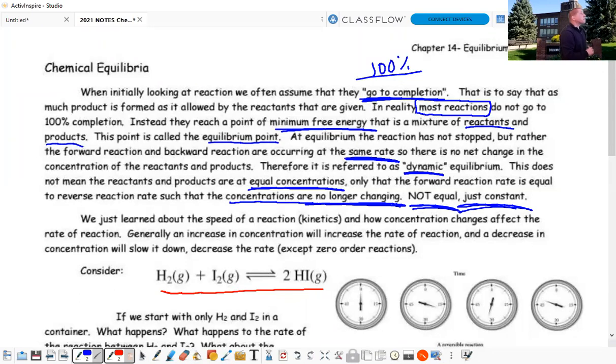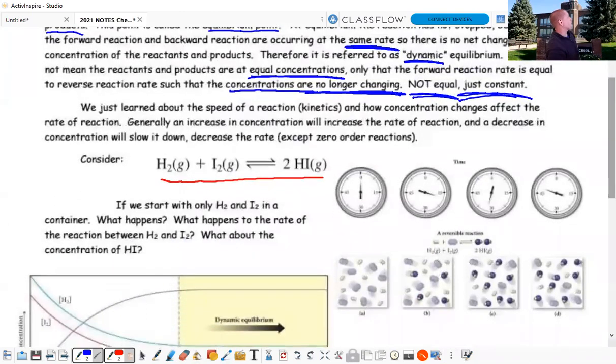All right, so we just learned about the speed, or the kinetics, of a chemical reaction, and how concentration changes affect the rate of the reaction. Generally, an increase in the concentration will increase the rate of the reaction, first order, second order. And a decrease in concentration will slow the reaction down, except zero, because remember, zero doesn't affect the rate.